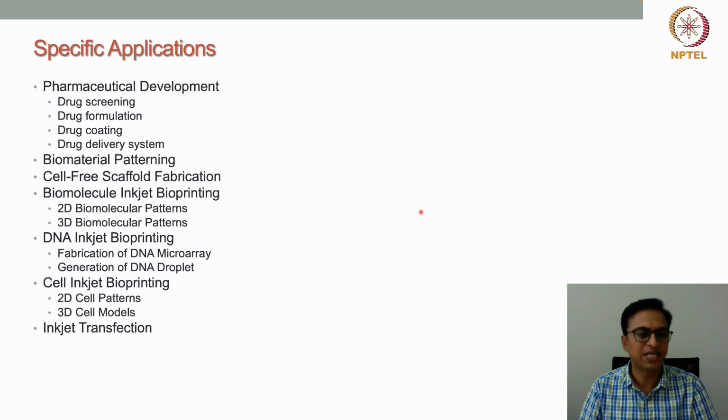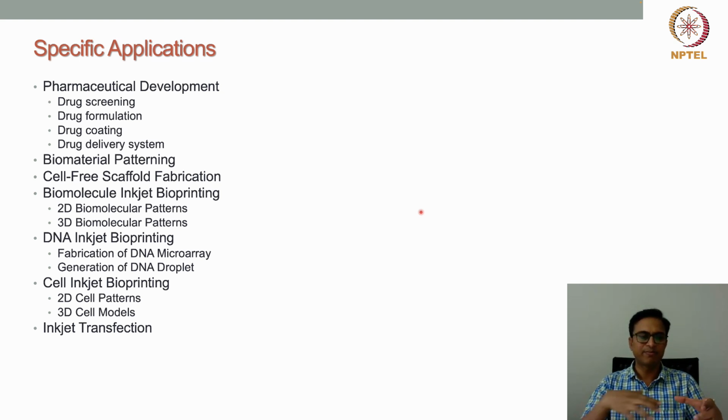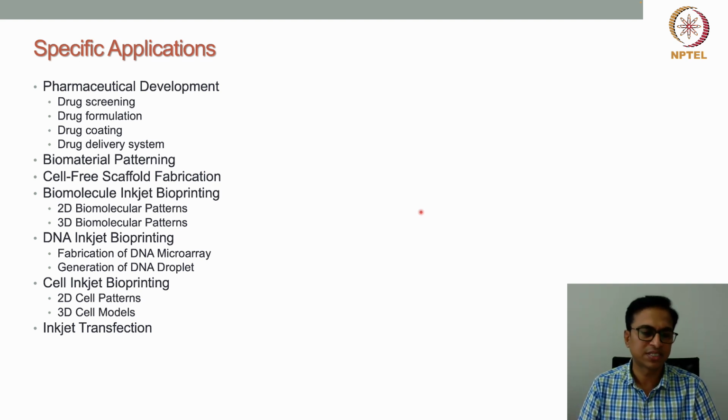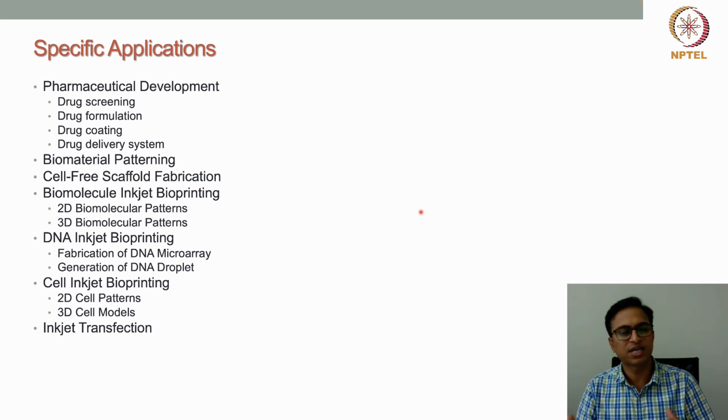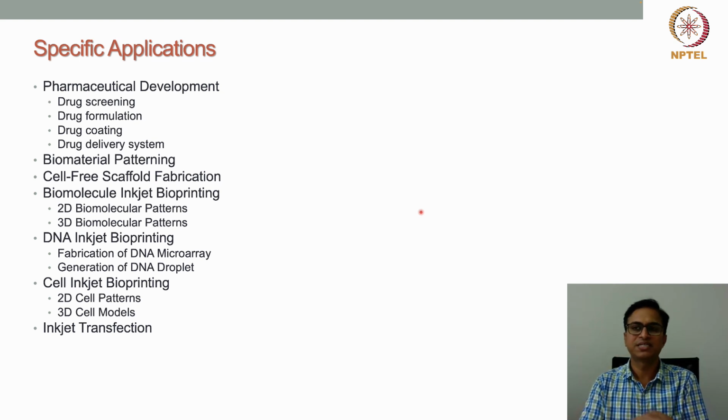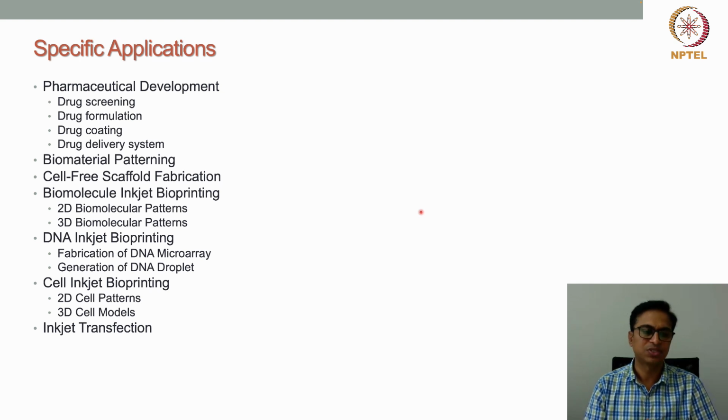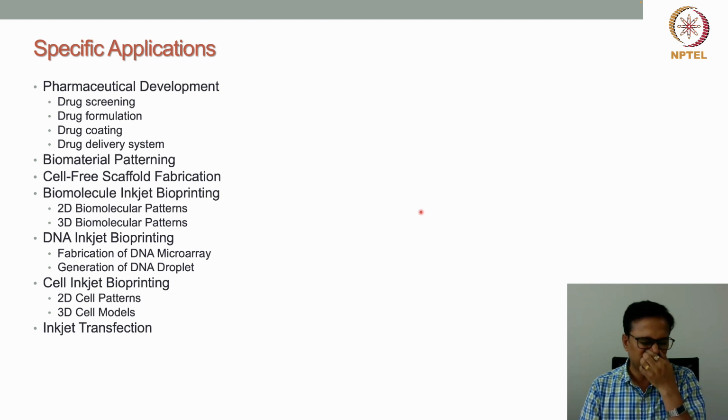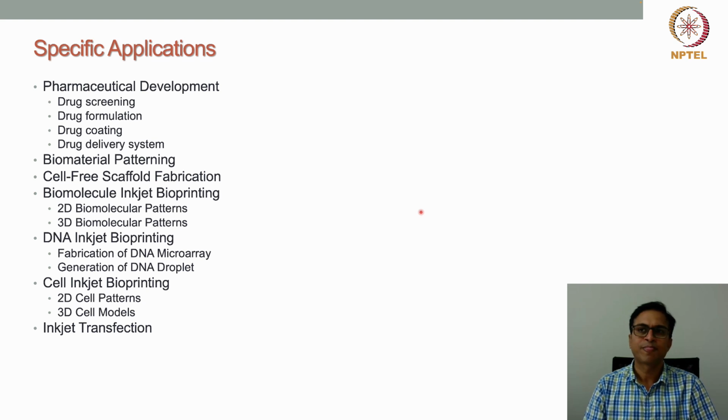So either we can create 2D cell patterns where the cells can be patterned in 2D, and then various fundamental studies can be done. Also, some applied things can be done on that. Similarly, 3D cell models are also possible. Like by printing one layer at a time, we can create 3D structures with the cells. So those kinds of things are already well used. Similarly, for transfection, either of cells or with small molecules, inkjet printing technology is very well used.